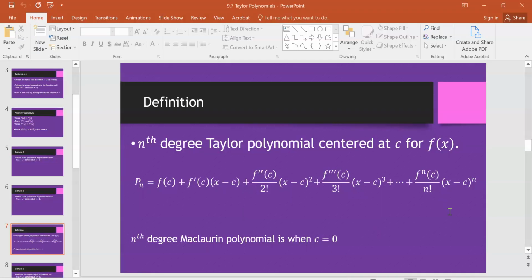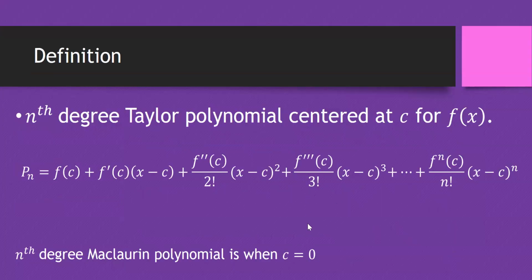Now, it happens that a lot of times these things are centered at 0. 0 is a very popular centering spot. And when that is the case, then we have a special name for that. That's called the Maclaurin polynomial. So the Maclaurin polynomial is what the Taylor polynomial is when c is 0. Okay, so if you ever see that terminology, Maclaurin polynomial, that just means Taylor polynomial centered at 0.